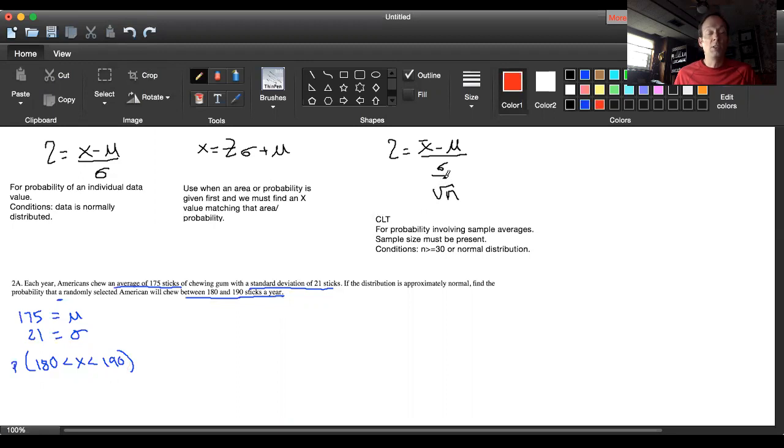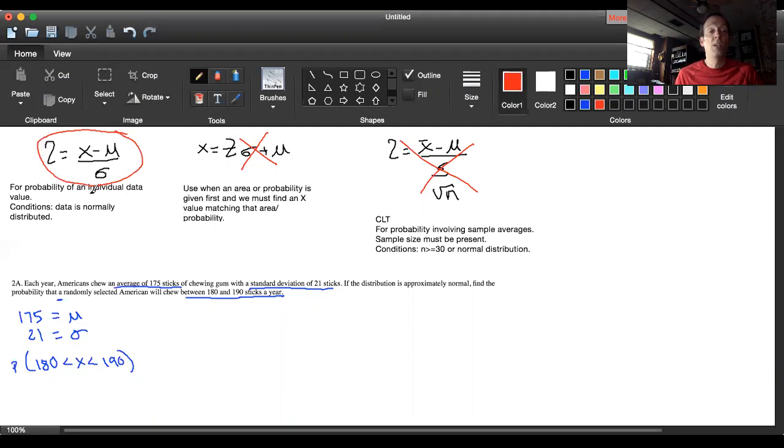So now that I did that, I have to figure out what formula to use. If I start with the one in the center, this probably is not going to apply because they did not give me an area. They didn't give me a probability in the question. So I'm going to cross this one out. I could consider the formula on the right, but they did not tell me a sample. There's no sample average. There's no sample size. So this one is going to be out. And it looks like the last one remaining is going to be the formula we use.